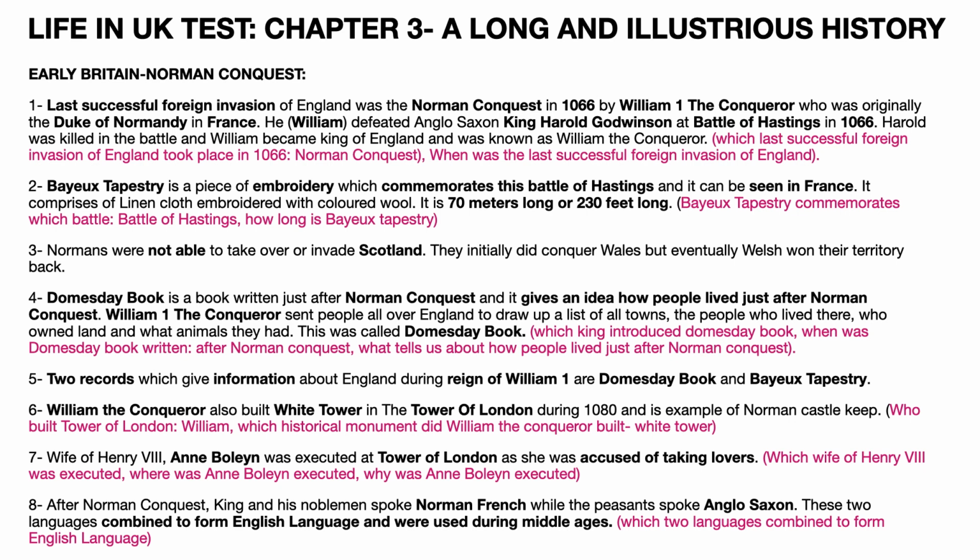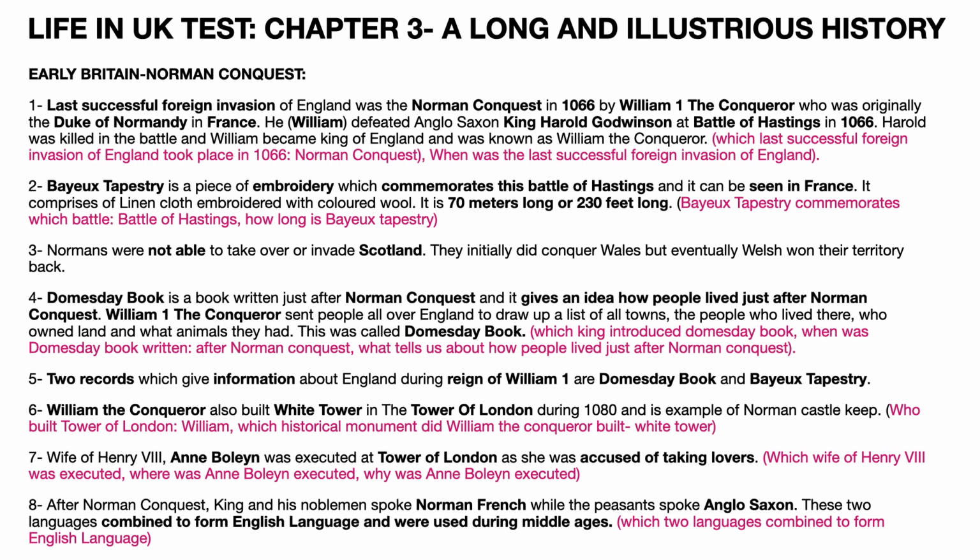So two records which give information about England during the reign of William I are Domesday Book and the Bayeux's Tapestry. Now, this William the Conqueror also built White Tower in the Tower of London during 1080, and this is an example of a Norman castle keep. The question asked is, who built Tower of London? William the Conqueror did that. Which historical monument did William the Conqueror build? He built White Tower. Now, wife of Henry VIII, this will come in the Middle Ages, but I'm just telling you here so that you can remember it. Wife of Henry VIII, Anne Boleyn, was executed at the Tower of London as she was accused of taking lovers. So this is an additional sentence which I've added here, which will come in the later audios.